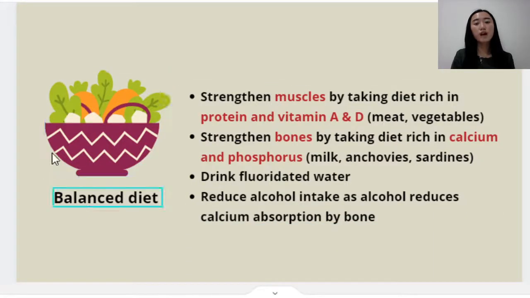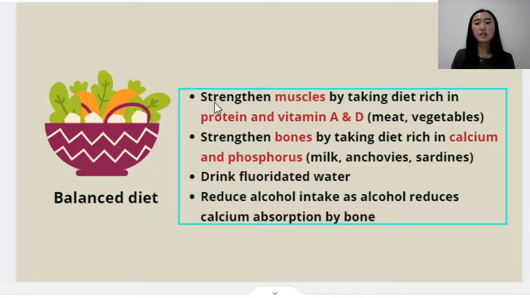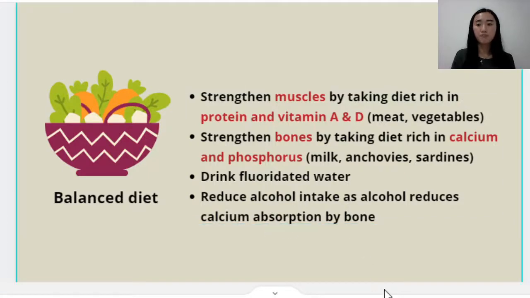And lastly, we also have to have a balanced diet every day. A balanced diet helps us to strengthen our muscles when we take a diet rich in protein and vitamin A and D, such as meat and vegetables. And when we take in a diet rich in calcium and phosphorus, such as milk, anchovies and sardines, we can strengthen our bones. We should always drink fluoridated water for our bone strength and reduce alcohol intake, as alcohol reduces the calcium absorption by bone.